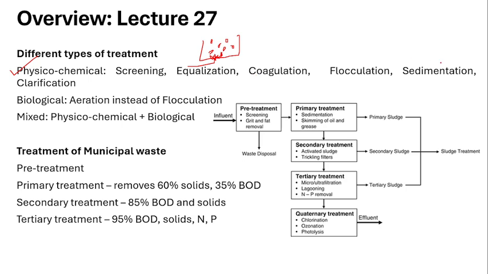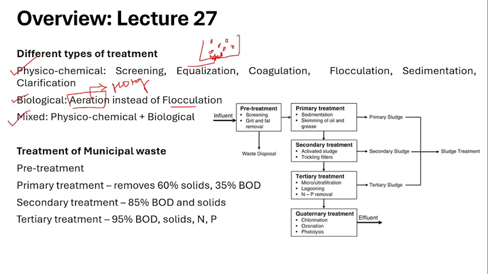So we know all these steps. The next kind of treatment is biological. In the biological treatment, instead of flocculation, like instead of using chemicals like alum, we will be aerating it. This aeration is mainly to ensure that microorganisms are growing in that wastewater so that it can be treated. That is the purpose of this aeration. It is for ensuring the growth of the microorganisms.